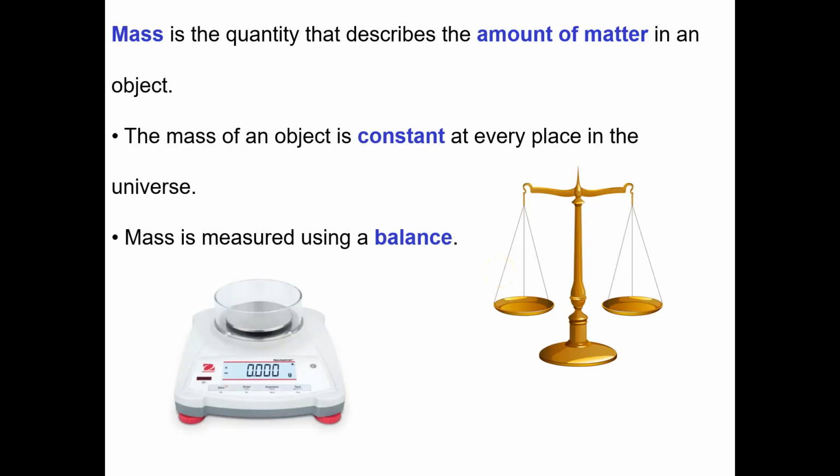So mass is the quantity that describes the amount of matter in an object, that is the number of atoms, the number of molecules that make up that object. It's useful to chemists because the mass of an object will be constant at every place in the universe, because it's just the number of particles that make up that object.